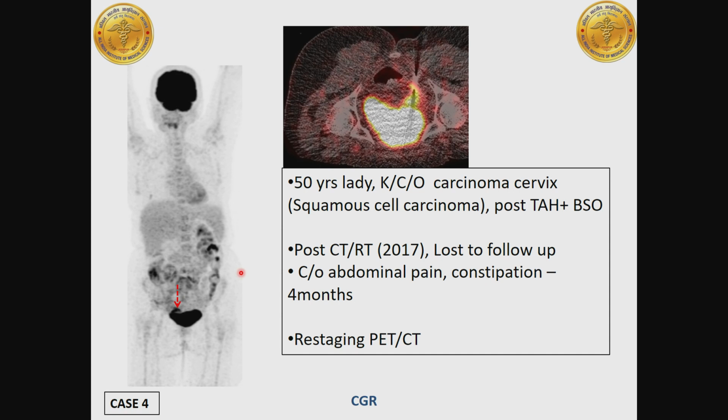Thus, the restaging PET-CT was advised, and we could see that there is a metabolically active ill-defined thickening in the operative bed, which was suggestive of recurrence. She was referred for the biopsy, which confirmed the squamous cell carcinoma in this tissue.